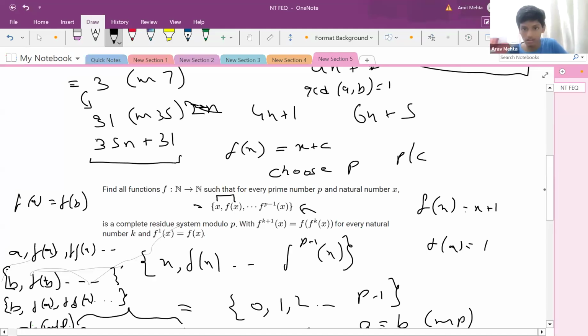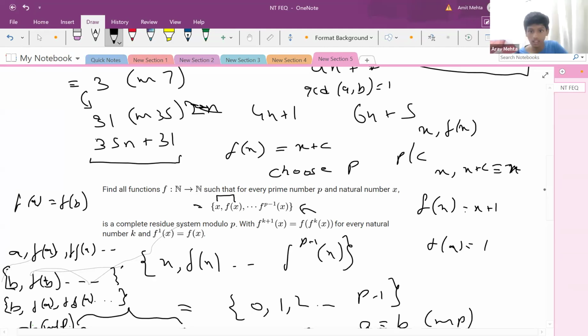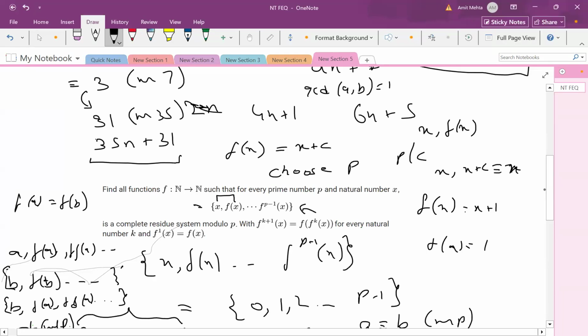Exactly. Because then if p divides c, then x and f of x, this is x and x plus c, leave the same remainder. Sorry, go on. We can just have c be plus or minus 1 then. Exactly, so that's the only edge case. And for 1, it must be plus 1, and then by injectivity, it must be plus 1 everywhere. So we are done.